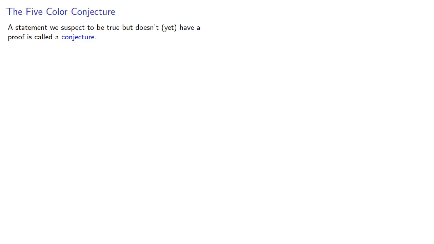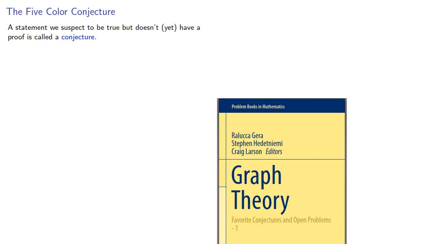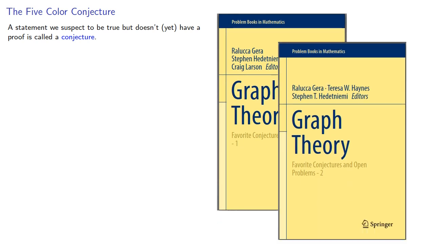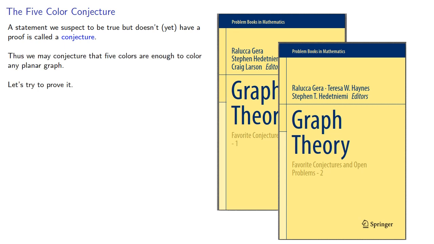A statement we suspect to be true but doesn't yet have a proof is called a conjecture, and graph theory has a number of conjectures. In this case, we may conjecture that 5 colors are enough to color any planar graph. Let's try to prove it.